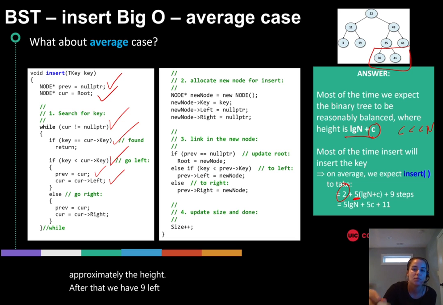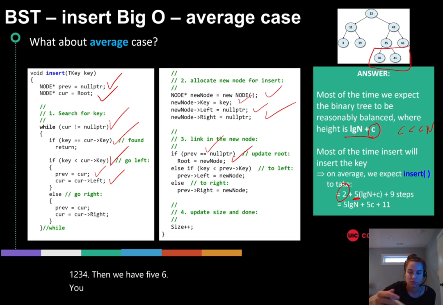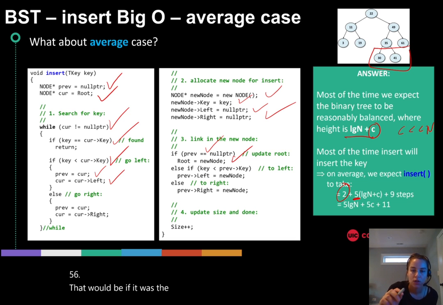So where did the 9 come from? Well, we have 1, 2, 3, 4. Then we have 5, 6, for that case. And then 5, 6, that would be if it was the new node.